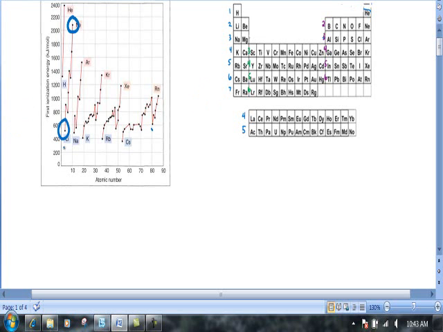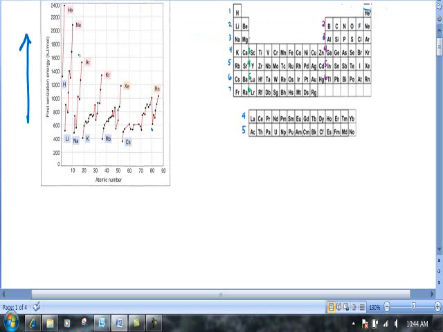If we take a look at the ionization energy of lithium as we go from lithium across the periodic table, moving from lithium across to neon, we can see the general trend here is that ionization energy goes up as we go from lithium across the periodic table until we get to the element neon.